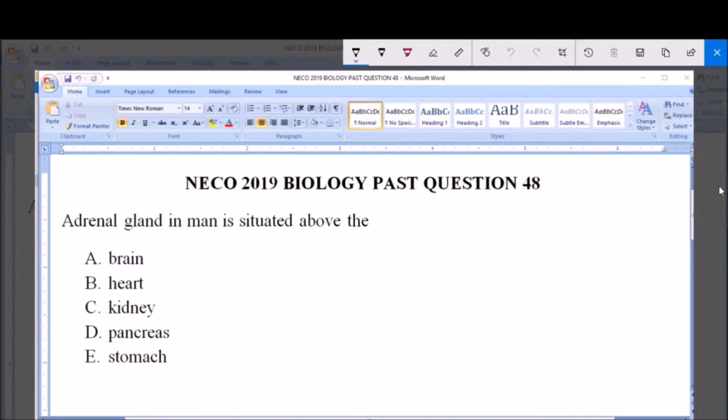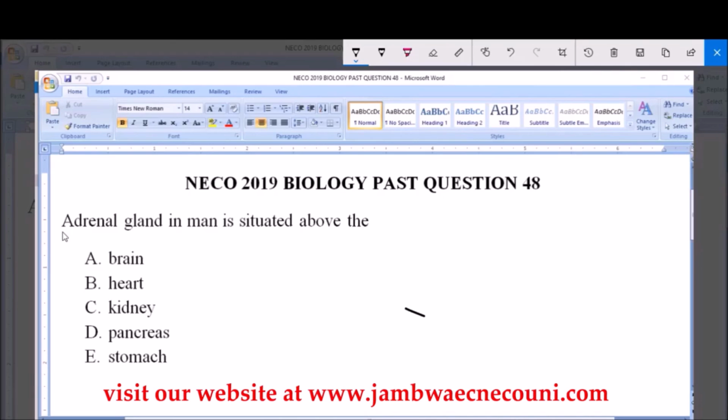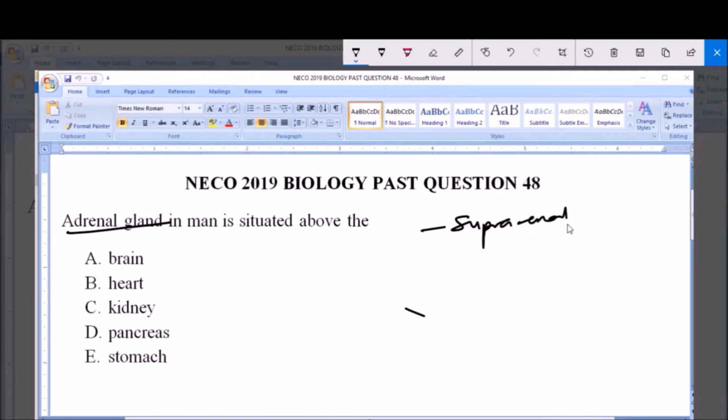Now the adrenal gland is also known as the suprarenal gland. This name is divided into the supra and the renal. Supra here means above, and renal here means kidney. So in other words, the adrenal gland simply means what? It is above the kidney.